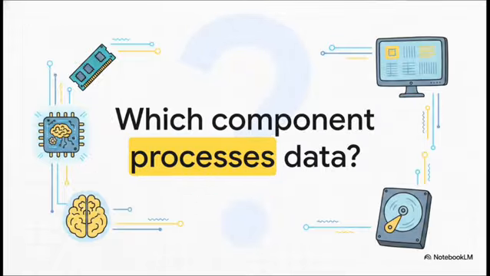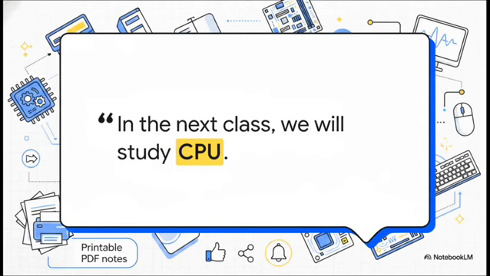And our final question, question 5. Which component processes data inside a computer? A. RAM, B. CPU, C. Hard disk, or D. Monitor. Think about the brain of the machine that we talked about earlier. The correct answer is B. The CPU. As you look at the screen you're watching this on right now, ask yourself, what amazing software is currently waking up your hardware?